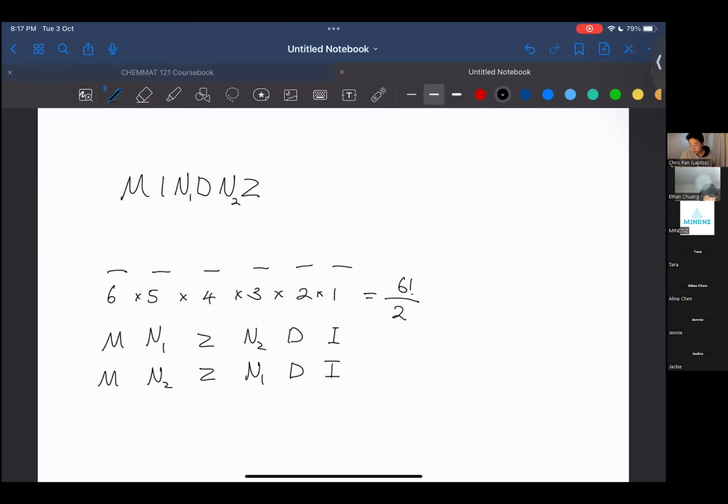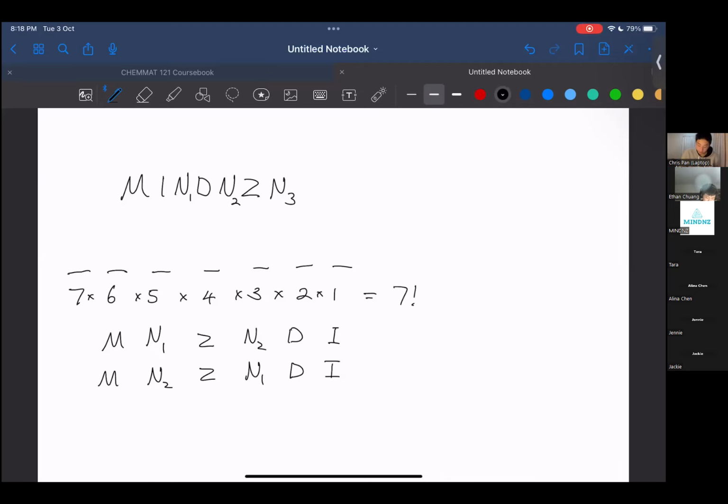I think we have a little bit of time, so I'll go a bit more in depth. For example, okay, this isn't a word, but if we put a third n into mind nz, so it becomes mind nzn, and then we asked, how many ways are there of rearranging these letters now? Well, again, the naive approach would just be saying, okay, it's 7 factorial.